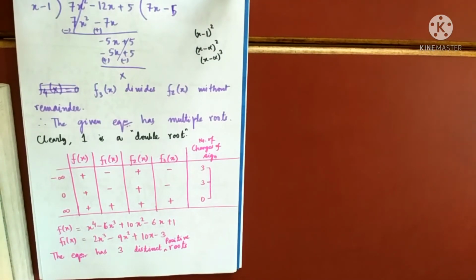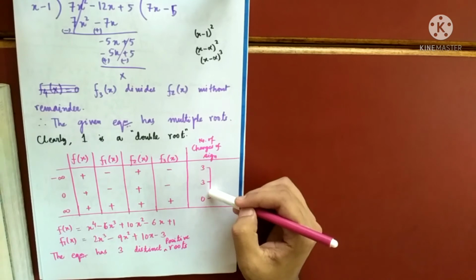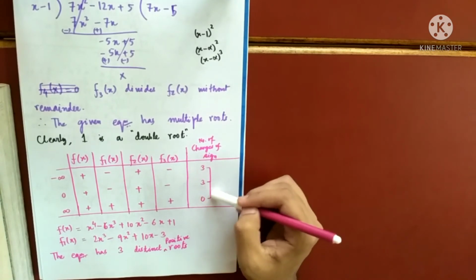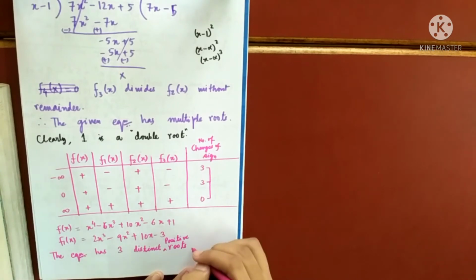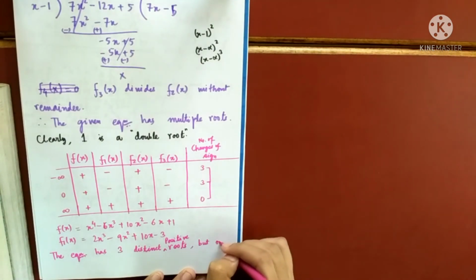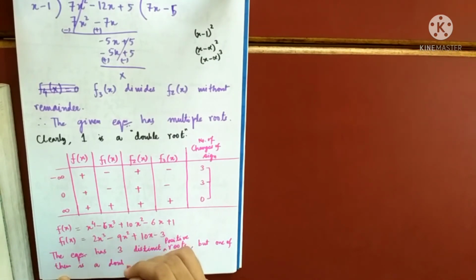So according to Sturm's theory, what did we understand? That whenever there is a double root, that is always counted once. So it has just told you how many roots are distinct. There are 3 roots, 3 roots are distinct. But I already know that 1 is a double root. That means the equation has 3 distinct positive roots, but one of them is a double root. So do not get confused.